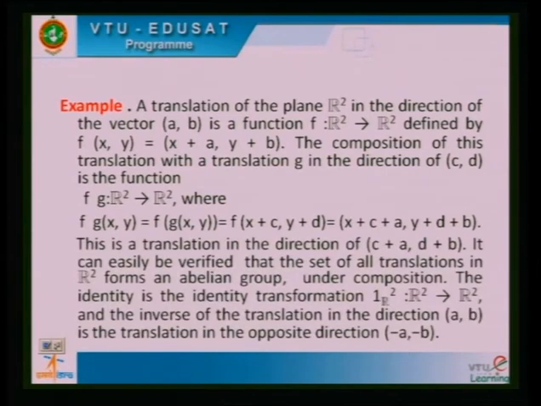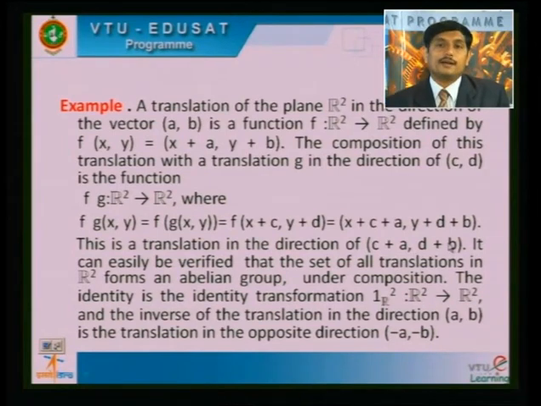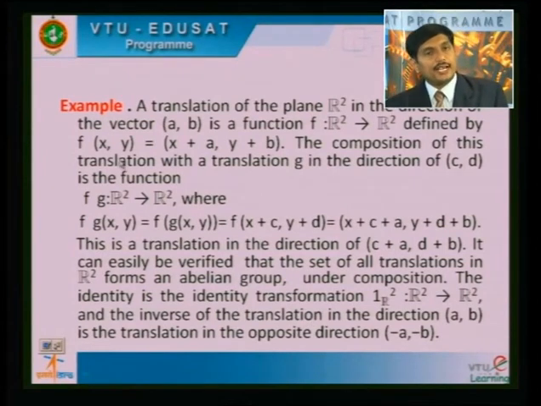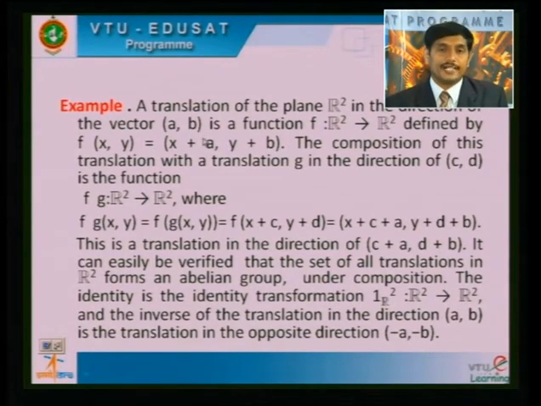Then this is a translation in the direction of (c plus a, d plus b). It can easily be verified that the set of all translations in R square is an abelian group under composition. The identity is the identity transformation, the mapping from R square to R square. And what is the inverse of the translation? If (a, b) is the ordered pair, it must be (minus a, minus b), because here addition is there. The inverse of the translation in the direction of (a, b) is the translation in the opposite direction.